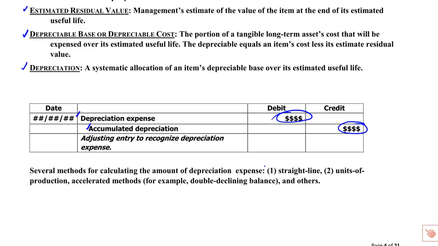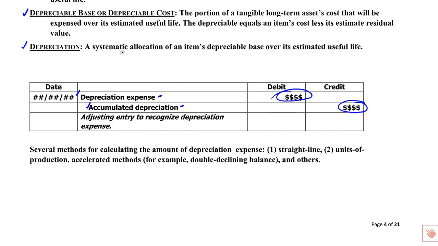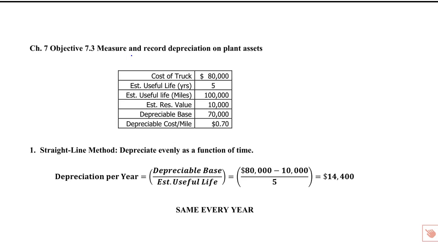So every journal entry, you have accounts. So you have to know which accounts are involved, whether they're debited or credited. And then you have to calculate amounts. Right here in this objective, you know that depreciation expense is going to be debited and accumulated depreciation will be credited. What we're really working on is, hey, how do we calculate the number? All right, so there's going to be several different methods.